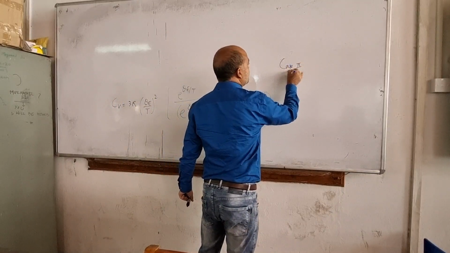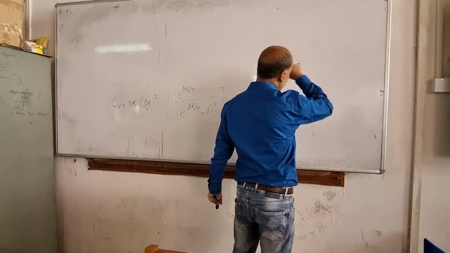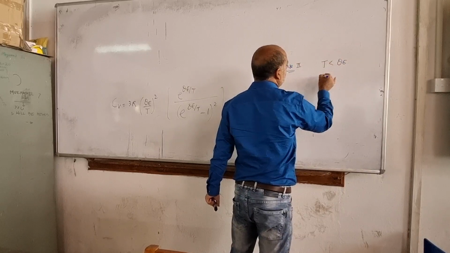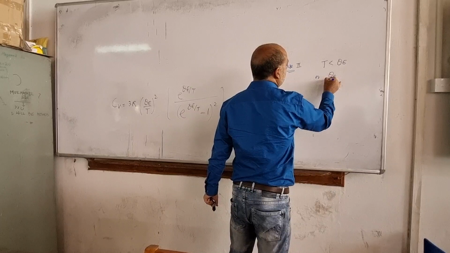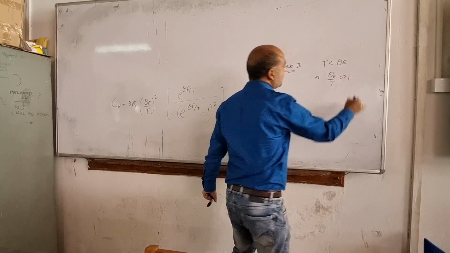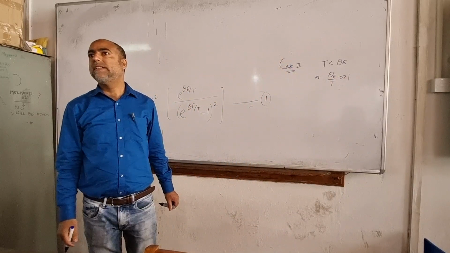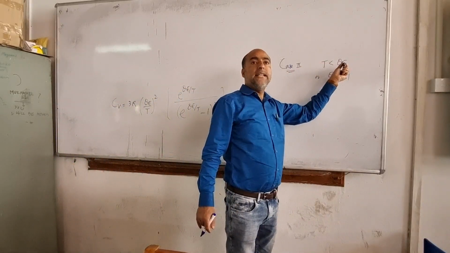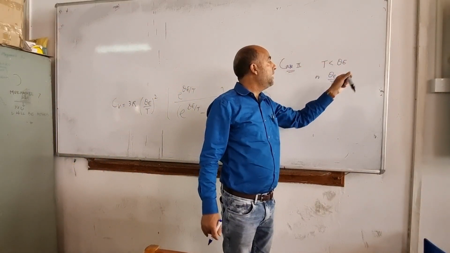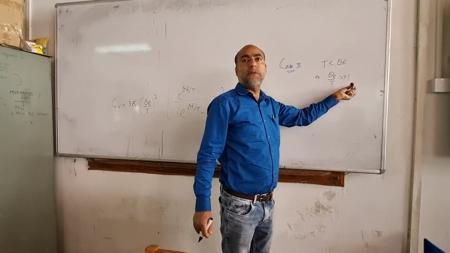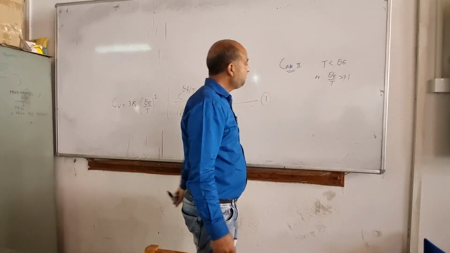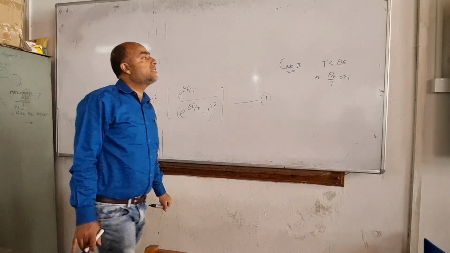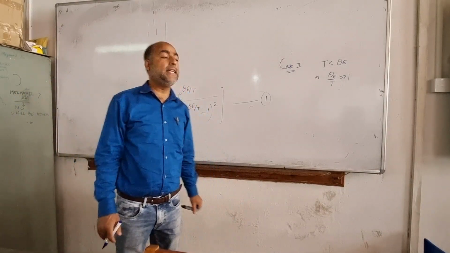Case second says temperature is less than theta E, or that means theta E by T is greater than 1. So when temperature is less than theta E, that means theta E by T is greater than 1. Now we have to find out what are the results when temperature is less than theta E.